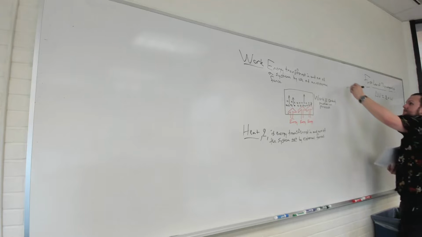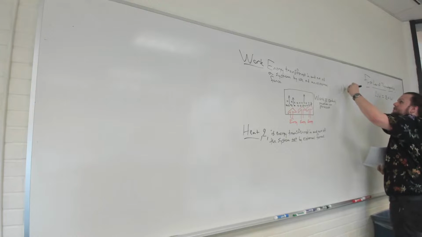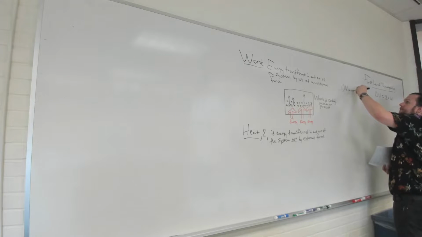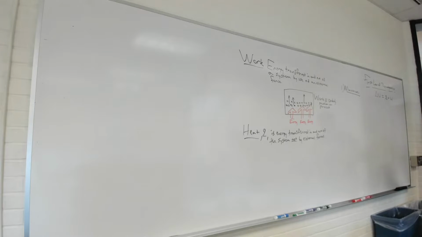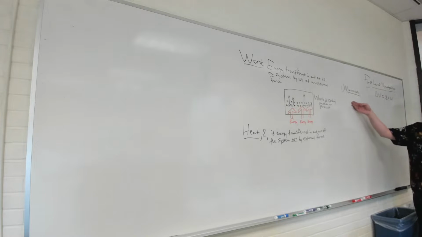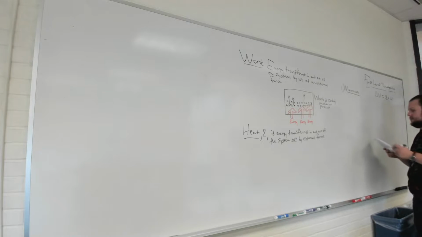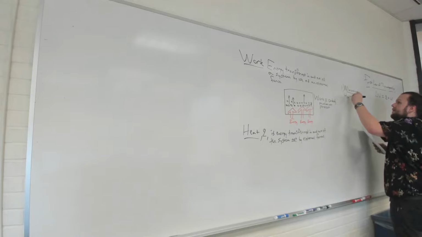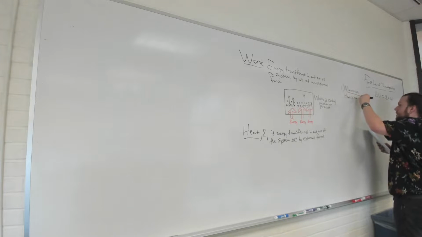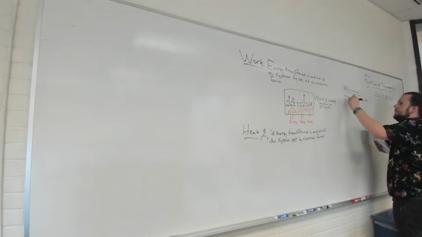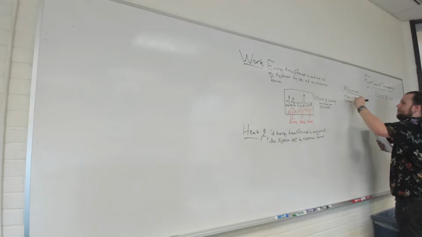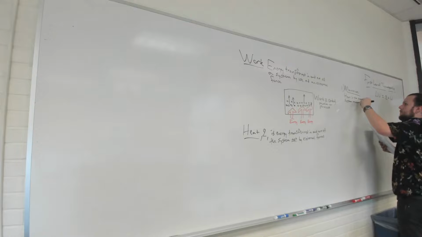All right, so let's think of some definitions of heat. So first I want to talk about a macroscopic definition of heat. There's a really easy way to measure heat macroscopically. Heat is the energy in the system measured by a thermometer.